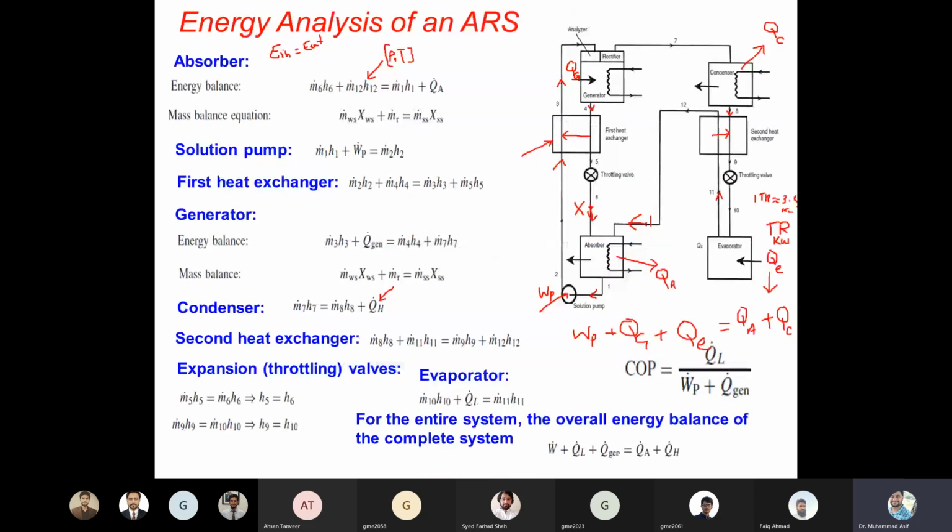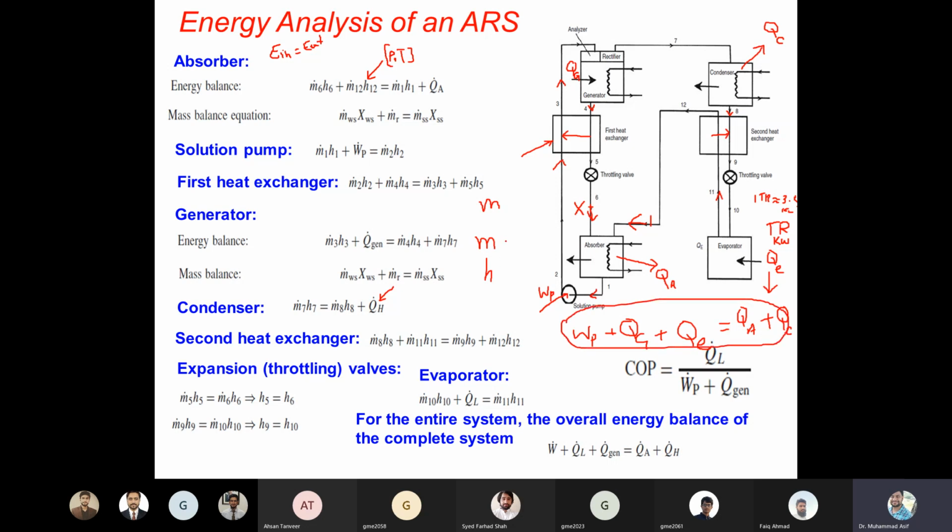Okay, so as you can see in the previous slide, you can evaluate the performance or the requirement QG when you have the mass flow rate at each point. You should know the mass flow rate of the absorbent and the mass flow rate of the refrigerant. Then you also need to know the enthalpy at each point, as you can see. So mainly you should know the mass flow rate and the enthalpy at each point, and then you can calculate all of the unknown values, and the performance as well.